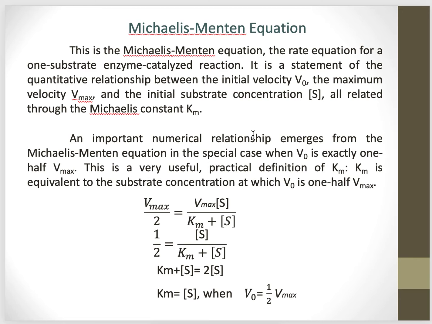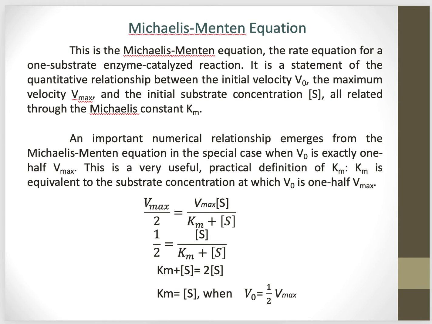Now from this Michaelis-Menten equation, we can derive further. In what way? An important numerical relationship emerges from the Michaelis-Menten equation in the special case when V0 is exactly one half of the Vmax. This is a very useful practical definition of Km. Then what is the practical definition of Km? Km is equivalent to the substrate concentration at which V0 is one half Vmax.